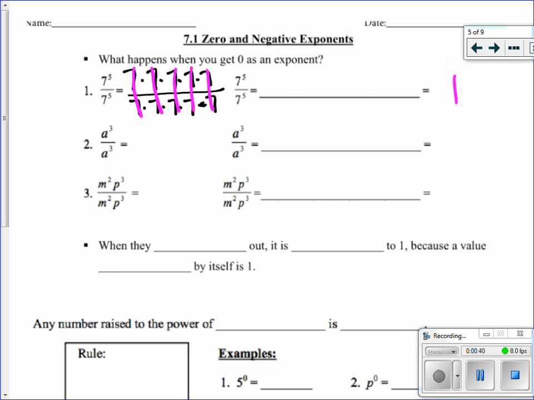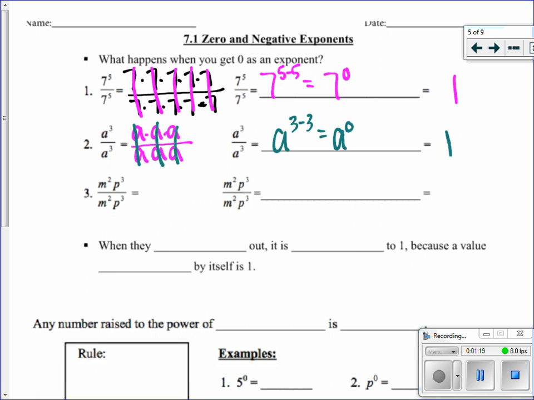But if it's division, what operation do we do with exponents when it's division? Subtraction, so it would be 7 to the 5th minus, or 5 minus 5, which is 7 to the power of 0. But we already know that it's equal to 1. So 7 to the power of 0 is equal to 1. Same thing on the next one. If we expand it out, they all cancel, meaning it's going to equal 1. And if we do the subtraction, it's the same thing. 3 minus 3, so it's really a to the power of 0.